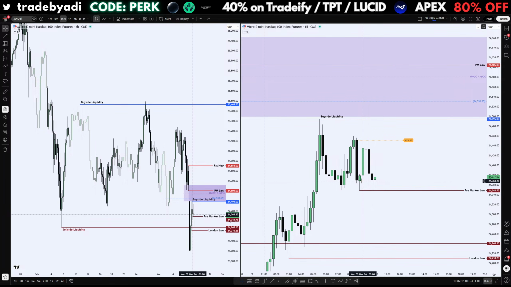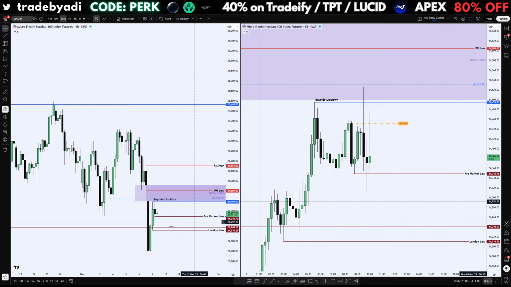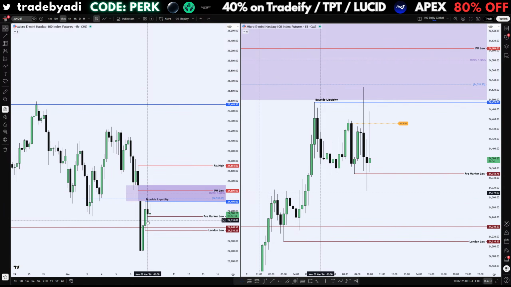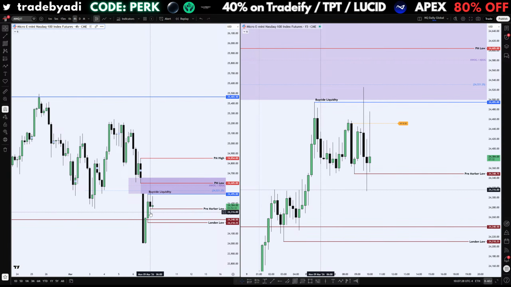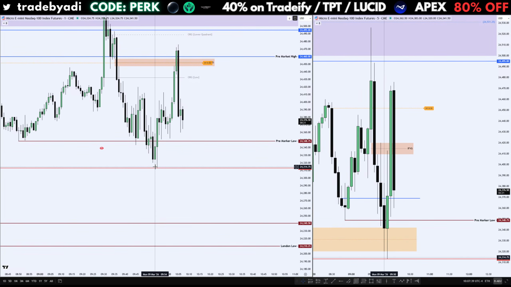On a 15 minute, we still don't have any change in state of delivery. You can see, yeah, we are, and this low, if you check this low we should target because we have created the 4 hour fair value gap. This low, this low, this is the 955 low.